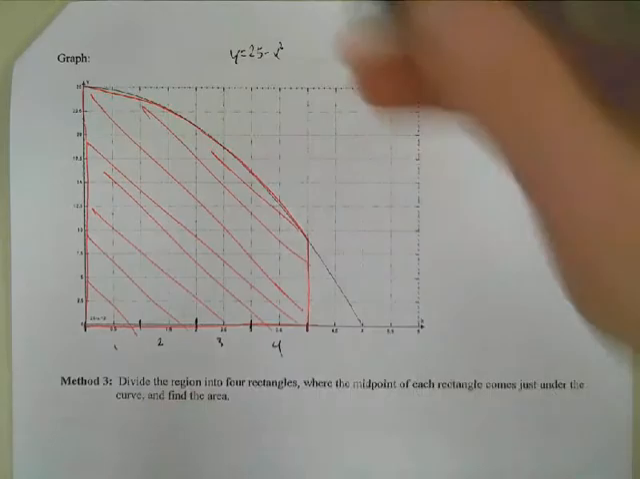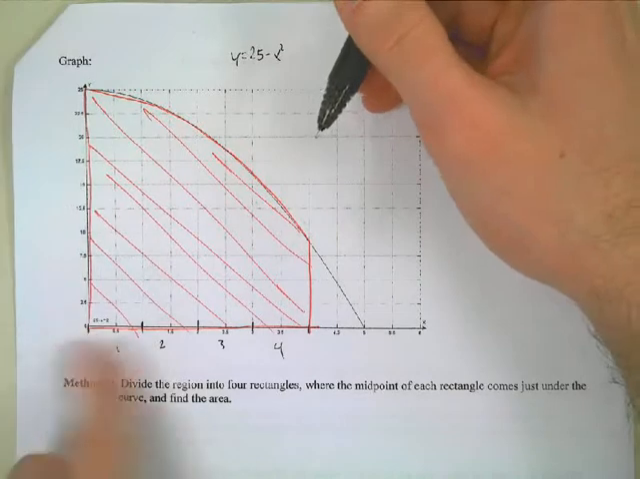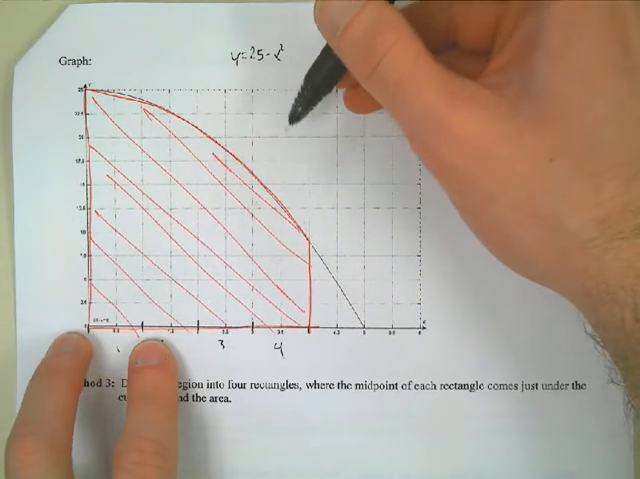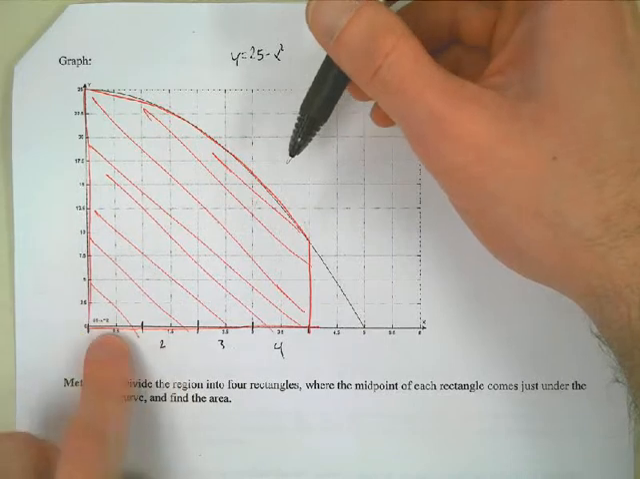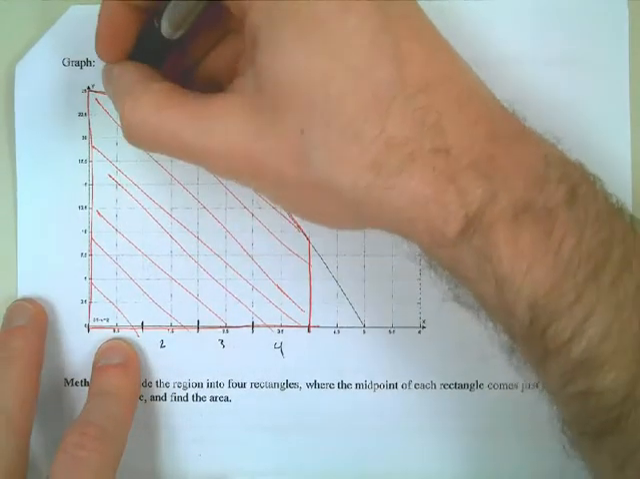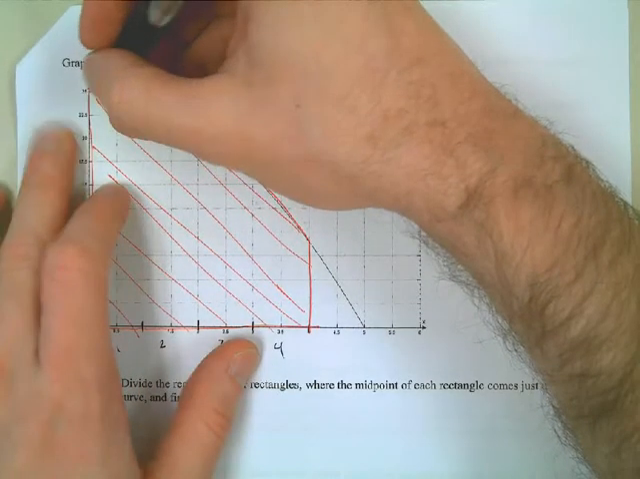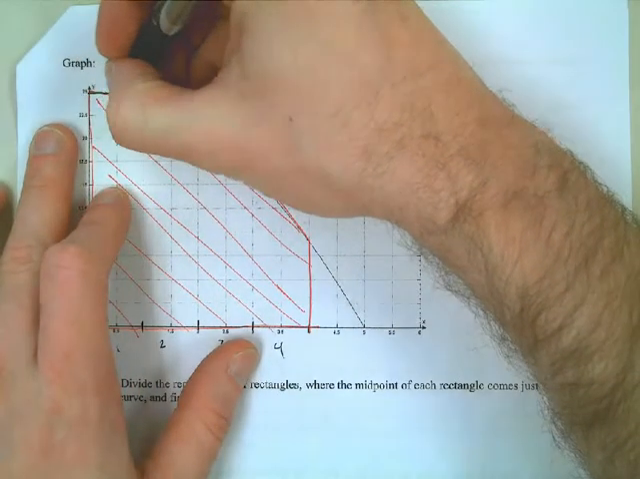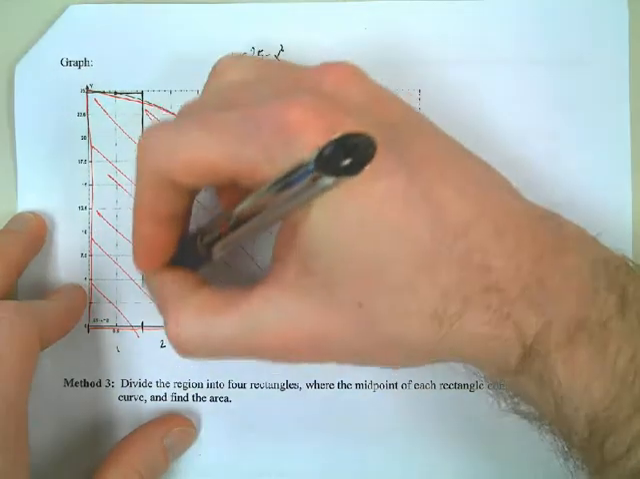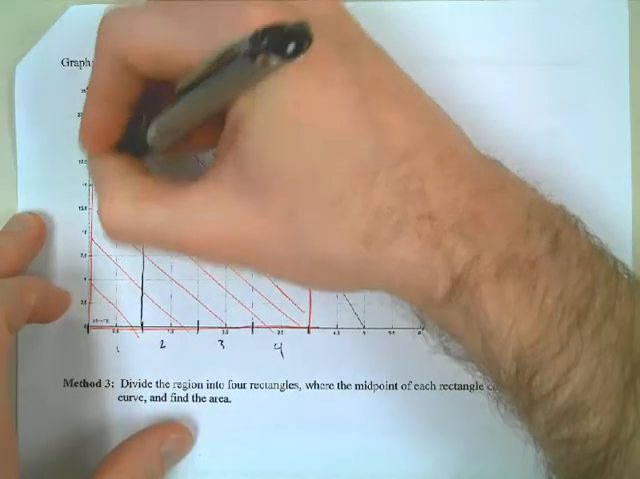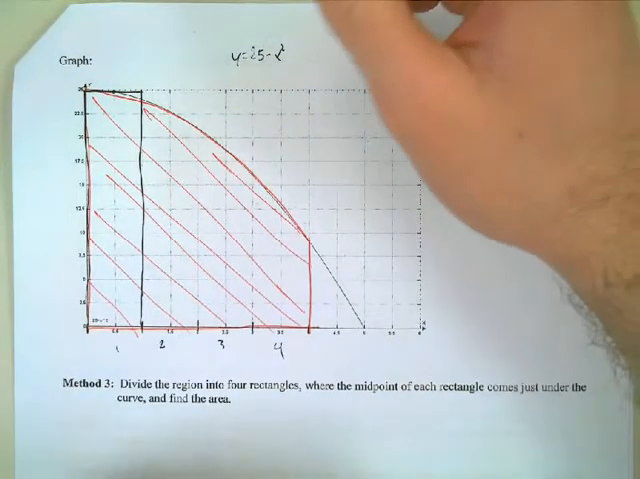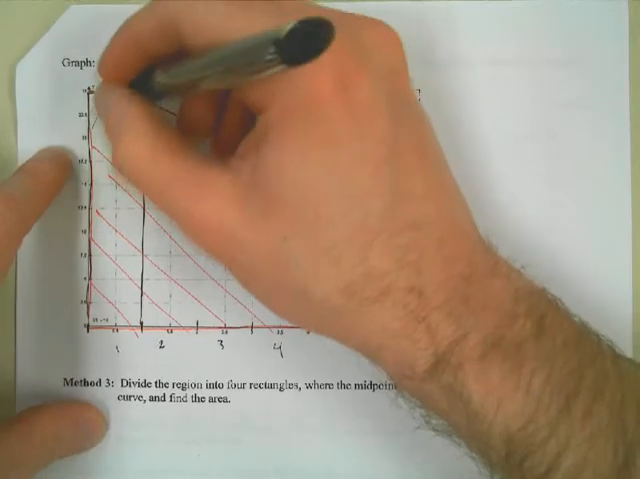So this first rectangle, what's the midpoint from 0 to 1? 0.5. The midpoint from 0 to 1 is 0.5, so 0.5 is what will determine the height. We'll go up the middle of that rectangle to this point right here. It's not quite so obvious, but it's still going to have a width of 1. So there's that first rectangle. It's harder to see because it's so narrow up there.